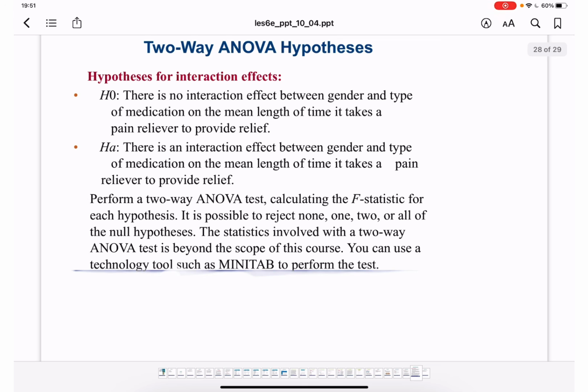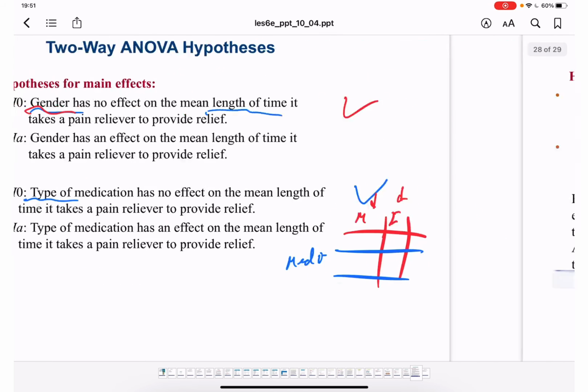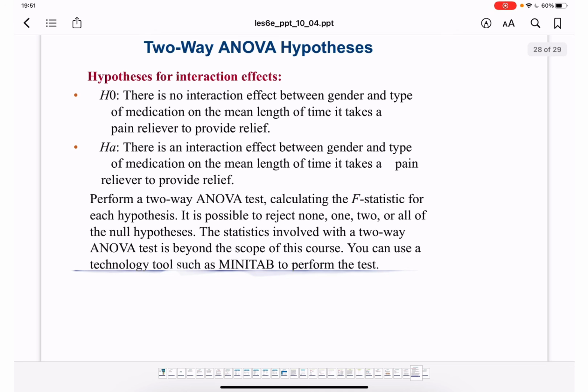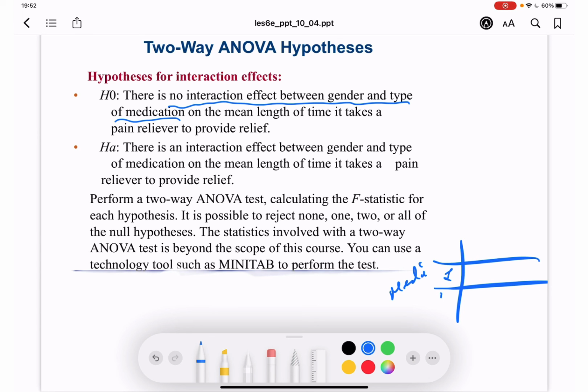So, the two-way ANOVA hypothesis for interaction effect. Now it's: there is no interaction. For the null hypothesis, meaning there is no interaction effect between gender and type of medication. Now we are looking in between. Here, for medication, we have different medications, medication 1, 2, and let's say 3. Here we have male, here we have female. So we look at male and female separately.